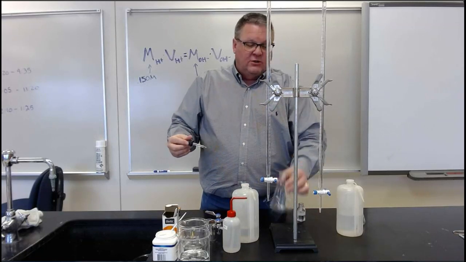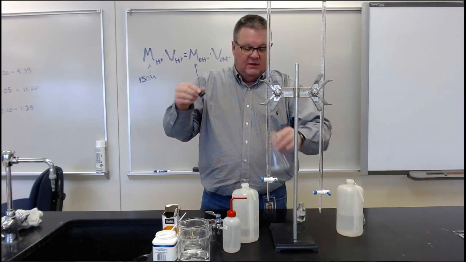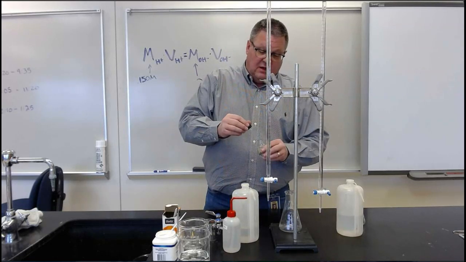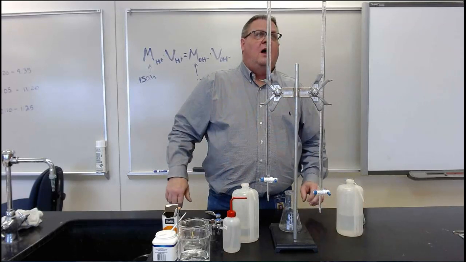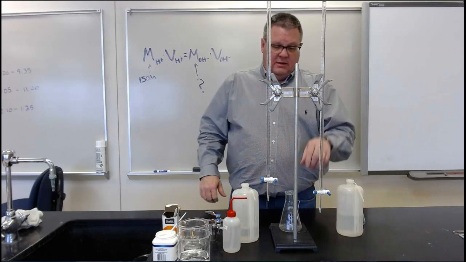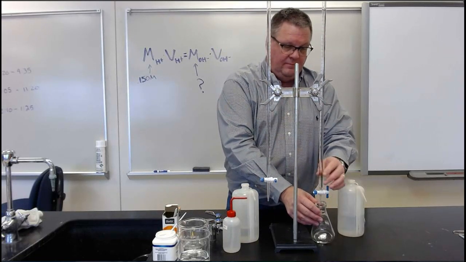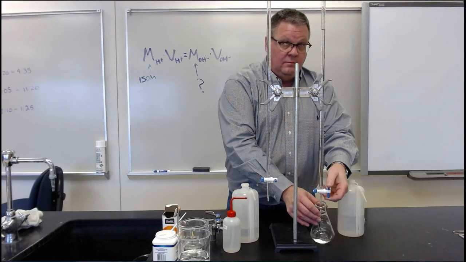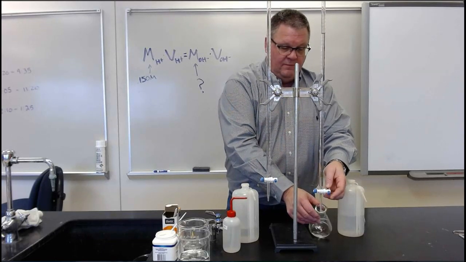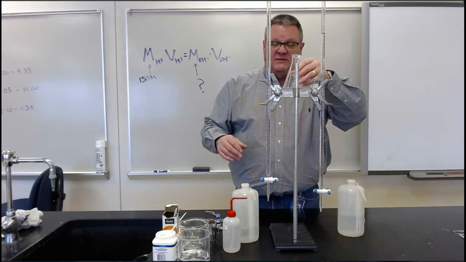Now with my larger Erlenmeyer flask, I'm going to add a couple of drops of phenolphthalein to it. If you don't do that, you're not going to see the color change. I'm going to add some acid to it. Okay, that is 15.00 milliliters of acid.